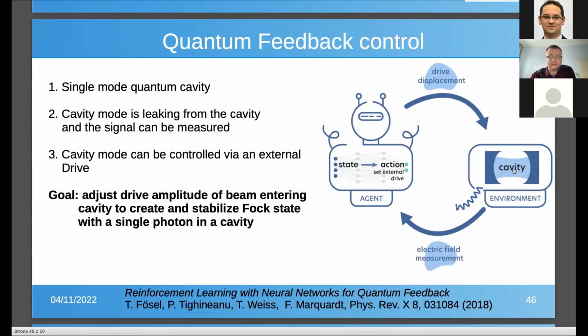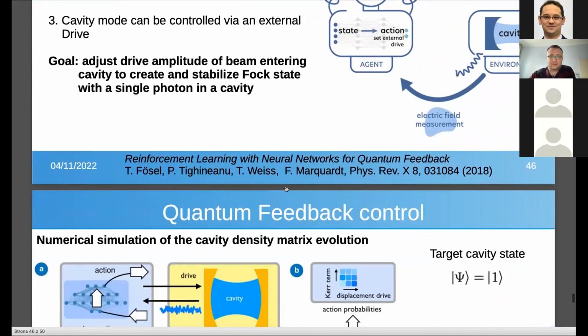So this is basically the reinforcement learning scheme. Our environment is the cavity. The cavity has some leakage mode and it can be measured. The agent takes this measurement as the input, parses this data, and as the output of the agent, we have the drive, I mean the drive of the laser acting on the cavity. And with this loop, we can stabilize the system.